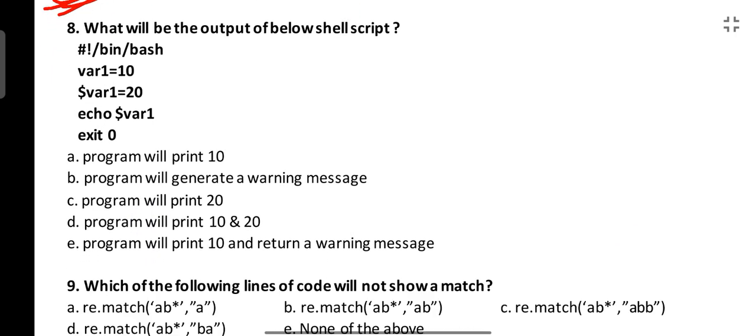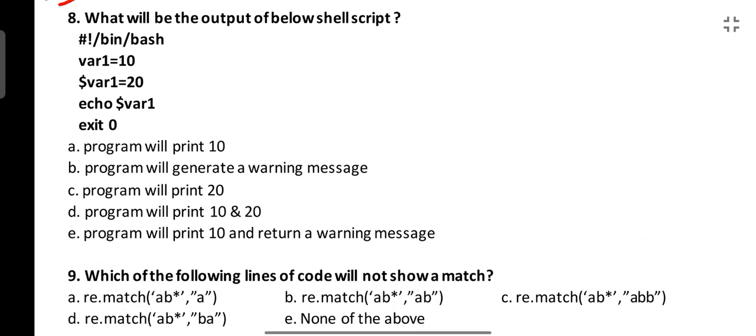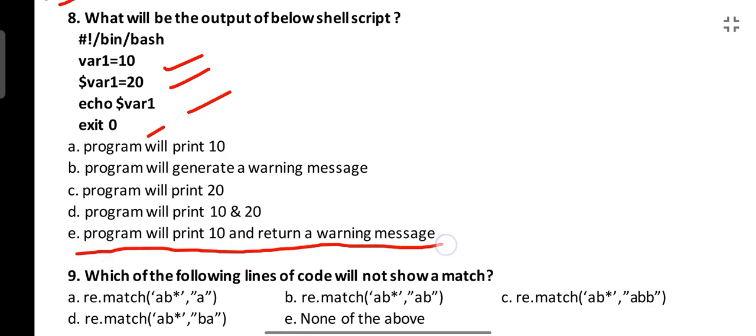Next question is from shell script again. What will be the output of the below shell script? Okay, var1 is 10, $var1 is equal to 20, echo $var1, exit 0. Okay, so the correct answer for this question will be option E. Program will print 10 and return a warning message. Why? Because $value is not used to define a variable. $value is used to access a variable.